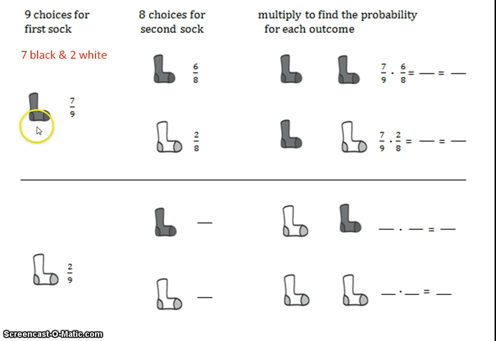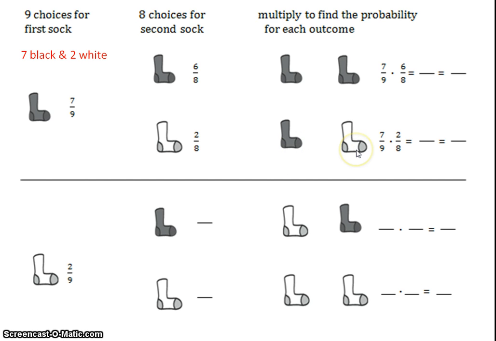Another scenario is that the first sock is black, which would be 7/9. That would be the probability. On my second sock, I could end up pulling out a white sock. The probability of me pulling out a white sock on the second draw would be 8 for a total, and there are still 2 white socks in the drawer. So the probability of the second sock being white would be 2/8. So a black sock first and then a white sock.